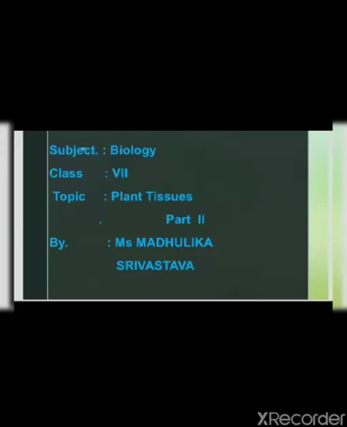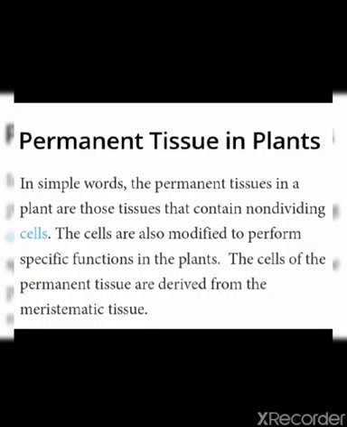Hello class 7th. This is my second video through which I will explain another topic from the same chapter, plant tissues. In my last lecture I explained types of tissues. Now you know that there are two types of tissues, meristematic tissues and permanent tissues. Meristematic tissues I have already explained. Now I am going to explain permanent tissues.